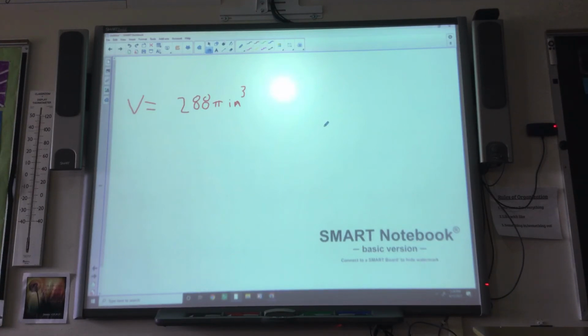So then, what is the radius of the beach ball? Well, first of all, what's the formula for volume? It is in the book, you're right. 4/3 pi r cubed. Now, if we set these two equal to each other, we have 288 pi equals 4/3 pi r cubed. Do we know what the radius of this is? Nope. That's the whole thing we're trying to find in the first place.